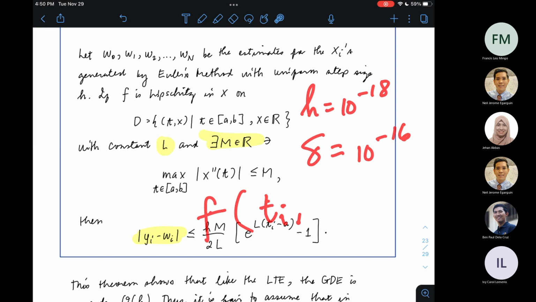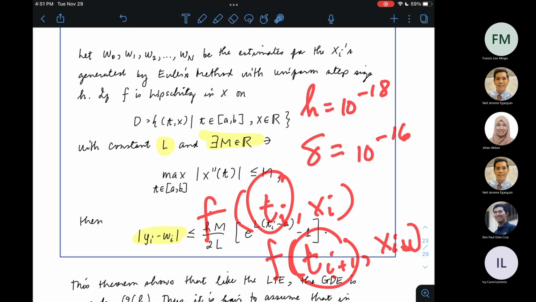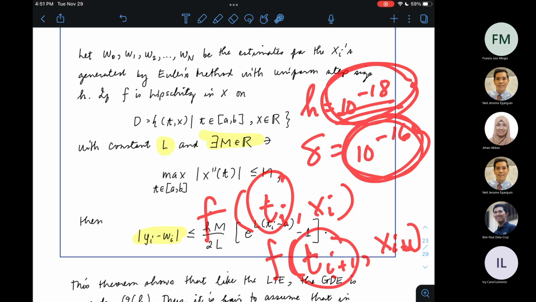yung F of T sub I, X sub I, at saka yung F of T sub I plus 1, X sub I plus 1, ay posibleng basahin ni computer to be the same numbers. Kasi guys, T sub I and T sub I plus 1 will be very close to each other. And virtually, iisipin ni computer that they are the same. Kasi nga kung ang machine epsilon niya lang ay 10 to the negative 16, at yung step size mo ay 10 to the negative 18, ibig sabihin nun, kapag yung difference between two numbers ay within 10 to the minus 16, lagi lang siyang virtually kinoconsider ni computer to be one and the same number.